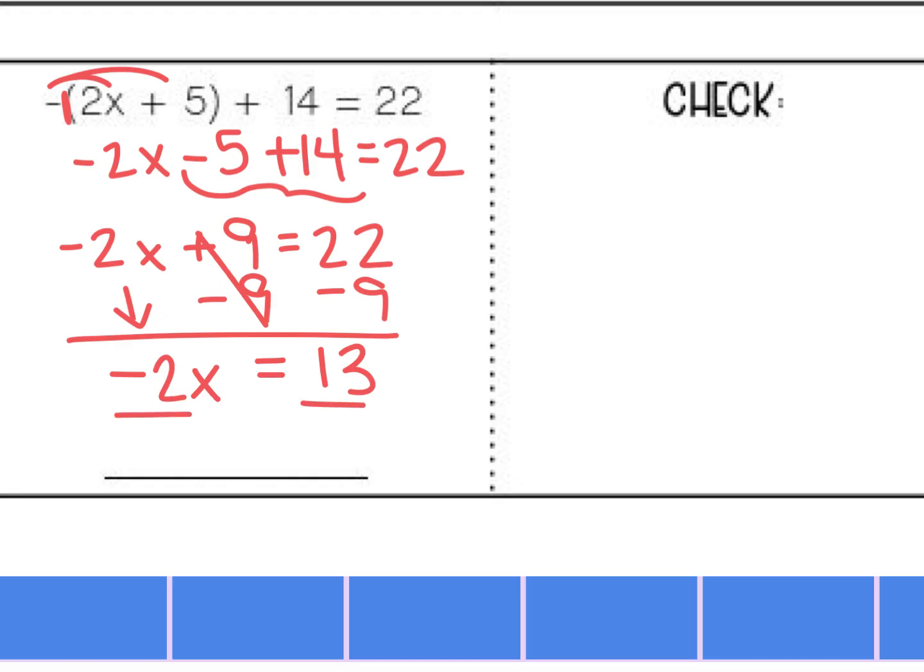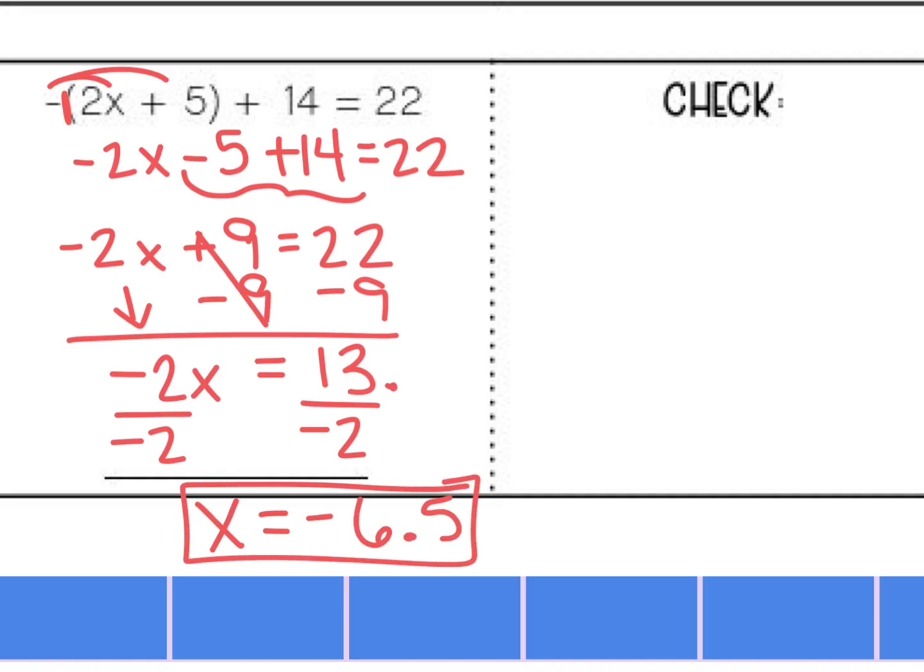Divide by what? Negative 2. Use your calculator. X equals, and you're probably going to put a decimal on it so you get a decimal answer. Negative 6.5. Very nice. And then we can check it. So again, when you check it, you're going to just plug that number in for the letter. This is a negative, so make sure you use the one with the parentheses. Check and see, did we do this right? And you should get true.